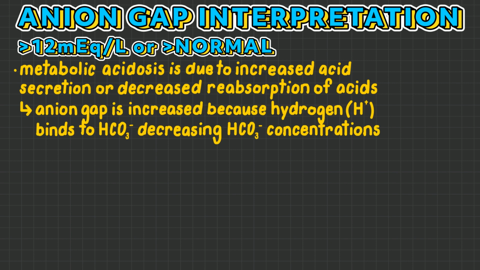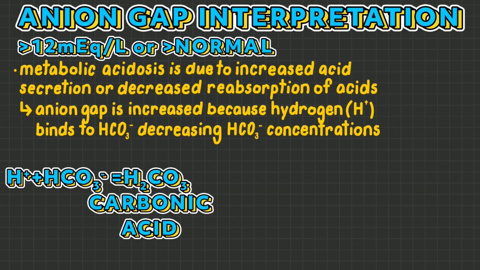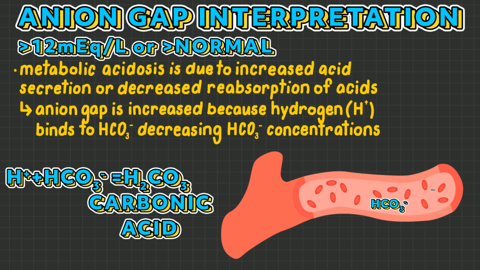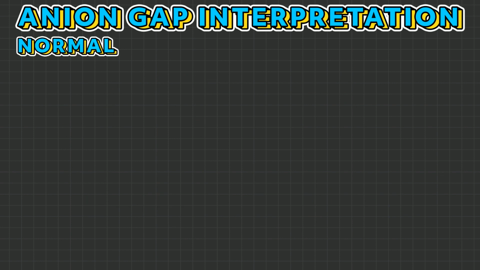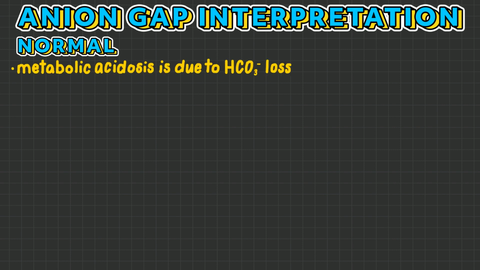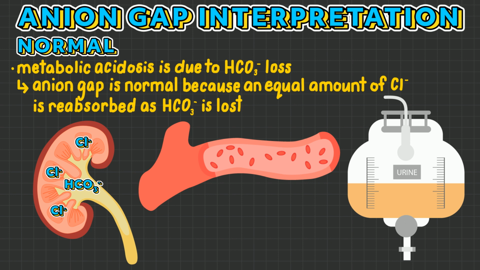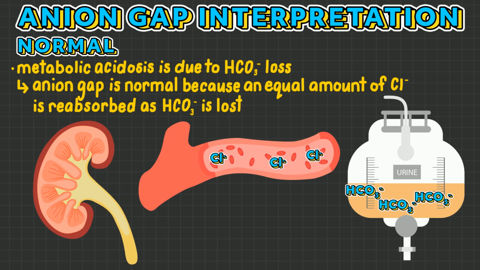Anion gap is increased because hydrogen binds to bicarb, decreasing bicarb concentrations in the blood. However, if anion gap is normal, it indicates metabolic acidosis is due to bicarb loss. Anion gap is normal because an equal amount of chloride is reabsorbed as bicarb is lost.